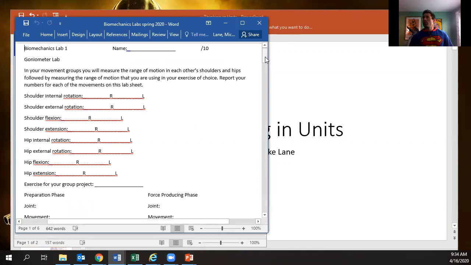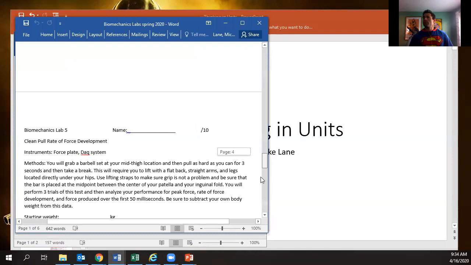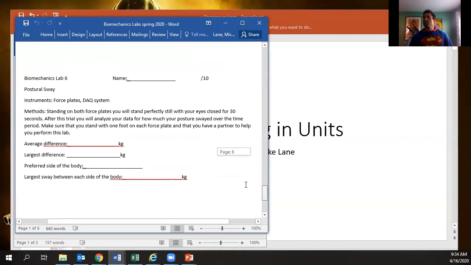So come all the way down to lab 6. There's the video of the gentleman standing on the force plate with his eyes closed. You're going to watch the video, and then at the end, the camera is going to show you guys all of these metrics. You need to figure out, obviously, what's the biggest difference between the amount of force going into the ground with his left foot to his right foot.